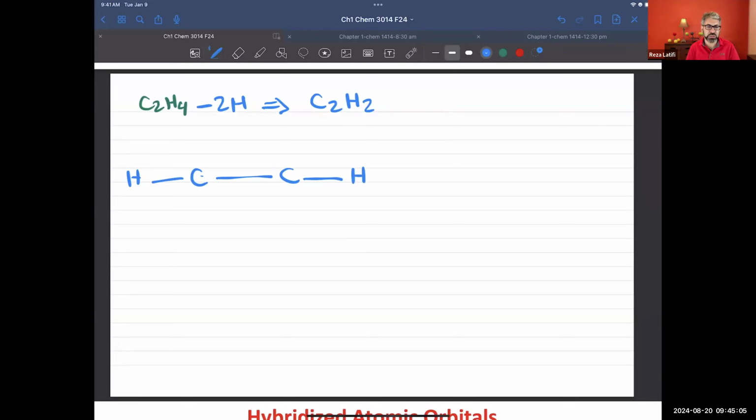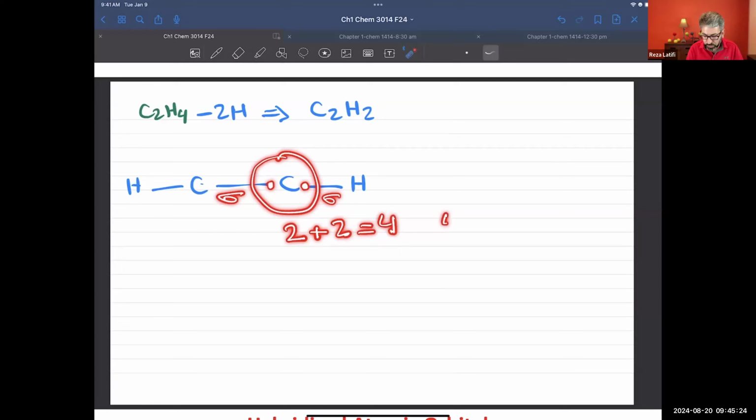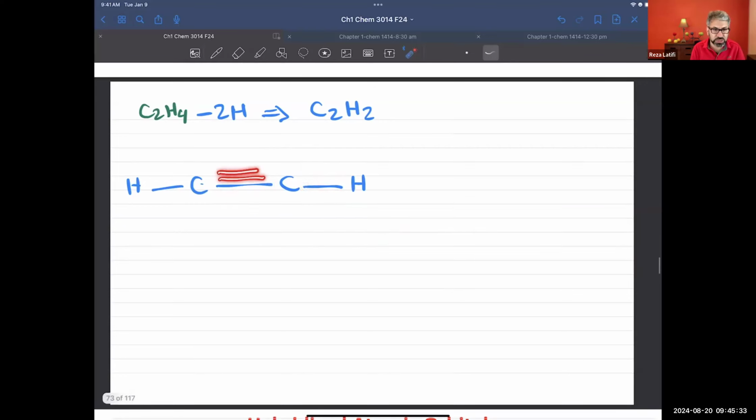Now is carbon octet? Clearly carbon is not octet. If I draw a circle around any carbon, I see two electrons here. So I'm going to say two electrons, plus we made one sigma, another sigma here, plus two more electrons, and that's going to be equal to 4. So carbon is not octet. Carbon is missing 4 more electrons to be octet. How can I make carbon octet? Let's introduce pi bonds to make it octet. So carbon is going to have a triple bond to reach octet.